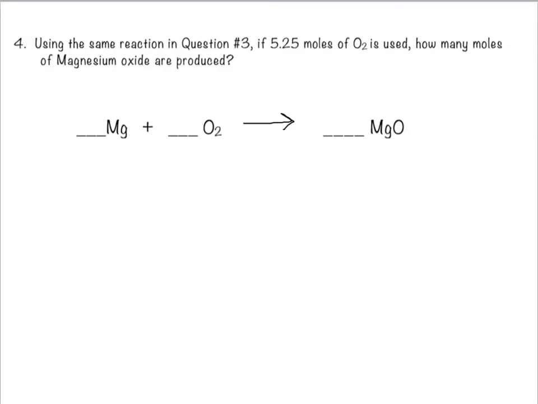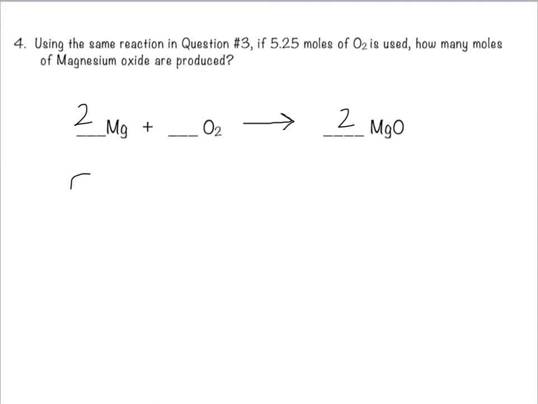For number 4, you're using the exact same formula. This time you're converting from 5.25 moles of oxygen to moles of magnesium, so hopefully you caught that. Let's balance this. I guess it's the same formula. So there's a 2 there and a 2 there.